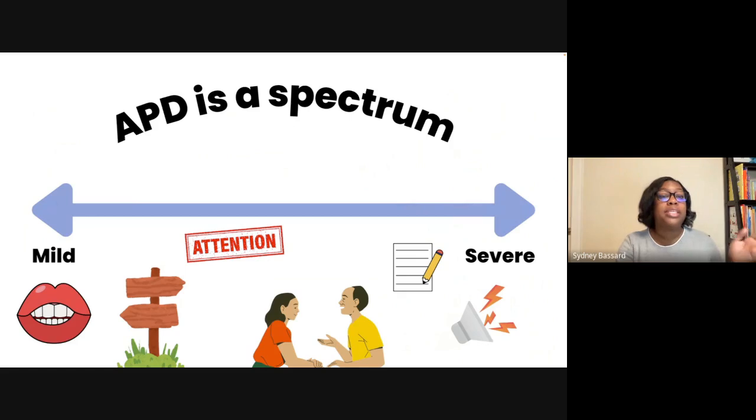So, like with most things, APD is a spectrum. It's not all or nothing. There's some people who are mildly impacted by it. And so I just put on here some graphics of some of the things that we talked about that might be a challenge, whether it's the processing of sounds, following directions, attention, conversation, note taking, or listening in background noise. And then we also know there's some people who are severely impacted, where their day to day functioning is really, really difficult for them because they're not able to process kind of the world around them.